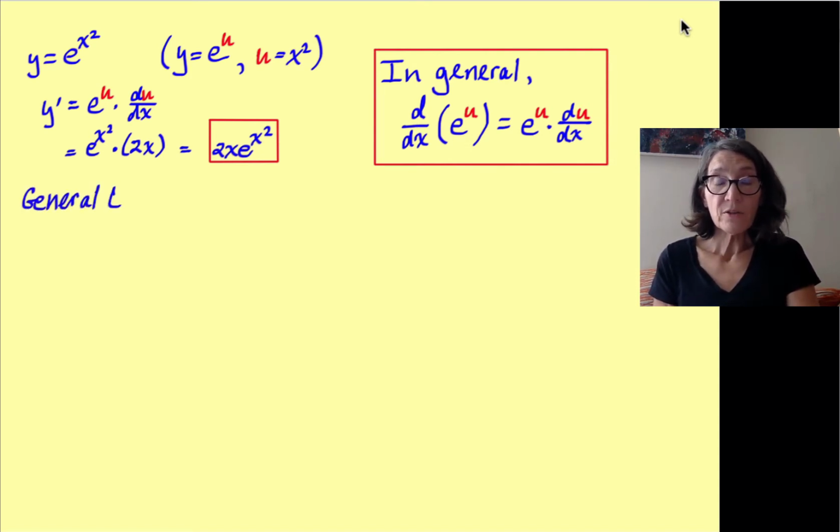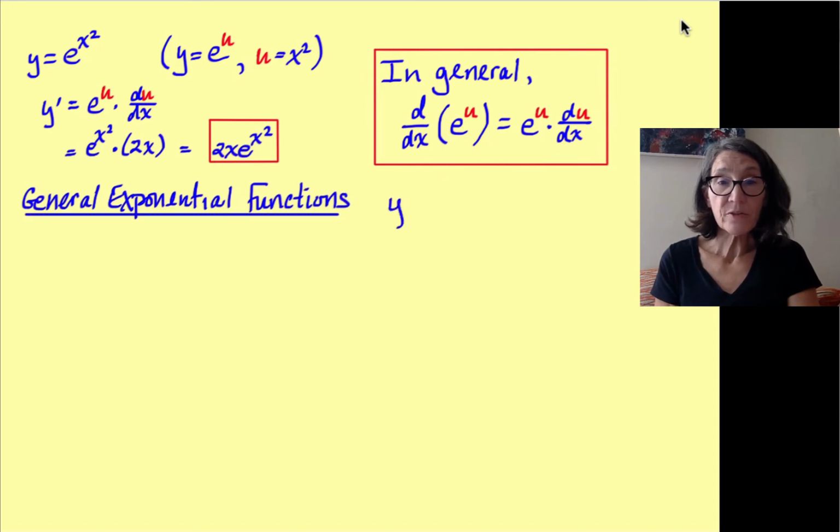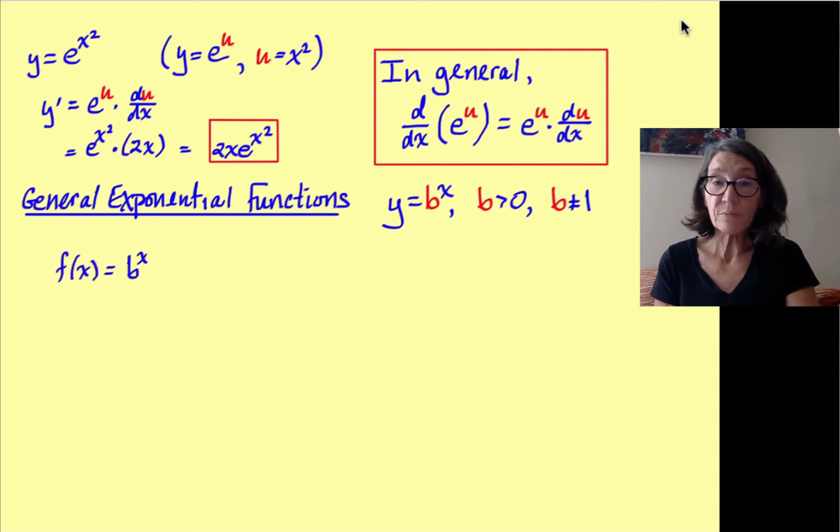So general exponential functions, remember, look like this. A general exponential function has the form y equals b to the x, where b is some positive number but not 1. So let's look at how we can use this formula for the natural exponential function to get a formula for a general exponential function. So suppose we have a function b to the x. What we want to do is rewrite that in terms of a natural exponential function.